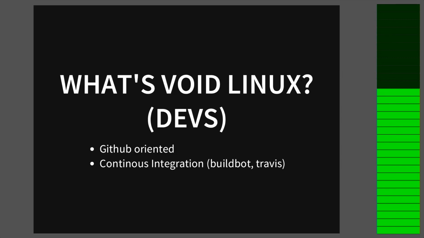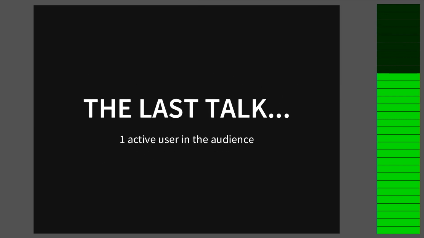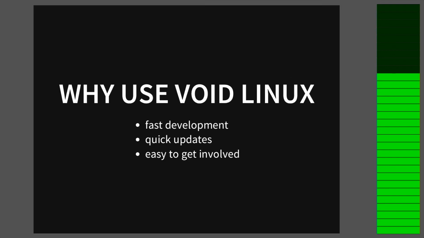What's Void Linux for devs? We are completely managed on GitHub. We have continuous integration based on BuildBot. So if any packages get updated on GitHub, they go to our continuous integration, and if they build, they automatically go into our repositories. Why use Void Linux? We are very fast in development. You will see this in the next slides. We have quick updates, and it's very easy to get involved due to our GitHub-based development.